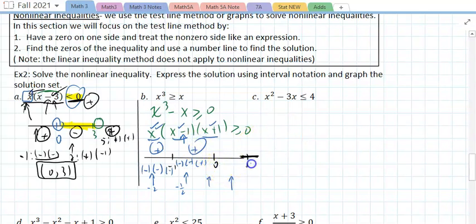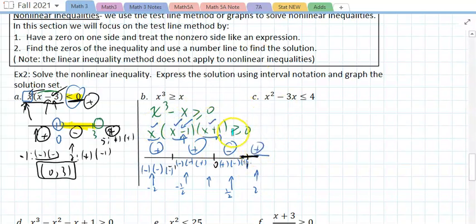A point between 0 and 1, let's say 1/2. So 1/2 in the first, that's positive. 1/2 minus 1 is negative, and 1/2 plus 1 is positive. 1 negative, those are multiplied, right? And how about to the right of 1, let's say 2. Positive. 2 minus 1 is positive, 2 plus 1 is positive.